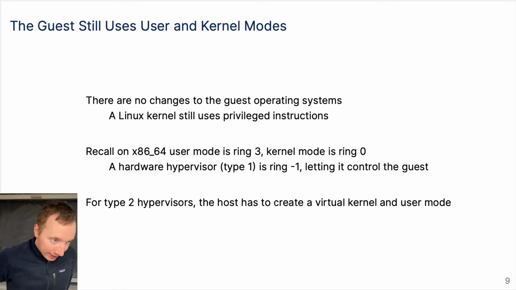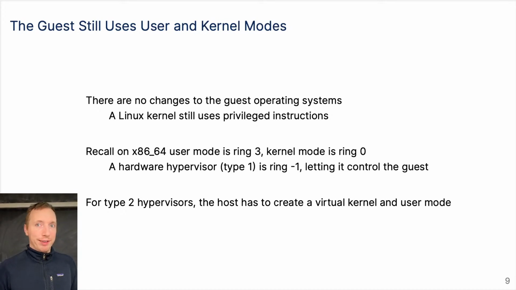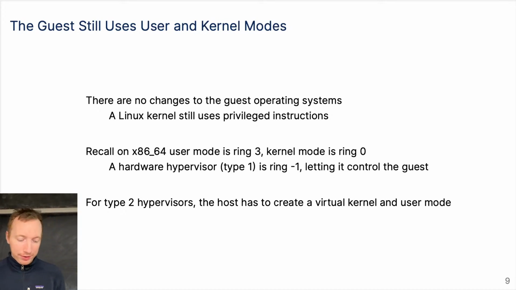So this may seem kind of weird, especially given what I said about type 2 hypervisors and the fact that the kernel is running and it's completely unmodified. So you are running in user mode, you just have a normal user process, and you're running the Linux kernel unmodified, so it's going to execute instructions that are only available in kernel mode. So how does that work?